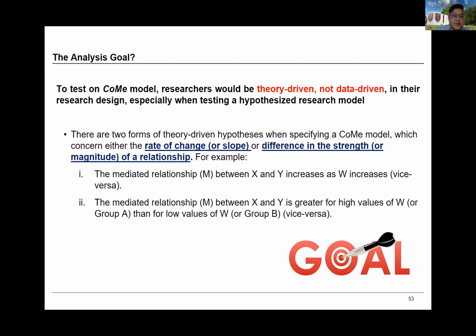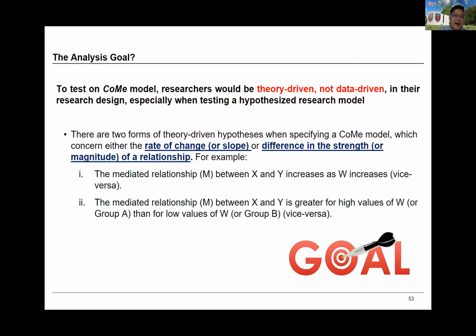The theory-driven hypothesis that you can specify for a common model is to look into two objectives: whether rate of change or maybe difference in the strength of relationship. If you would like to embark on this rate of change, the hypothesis that you have to derive is something that looks into number 1 point, which is the mediated relationship between X and Y increases as W increases, or maybe vice versa.